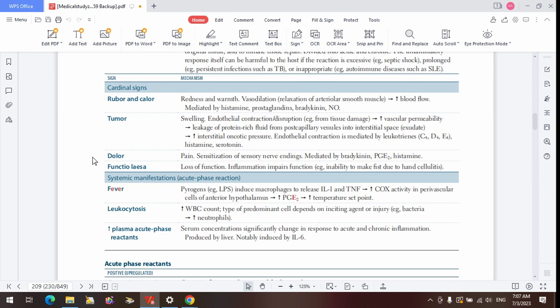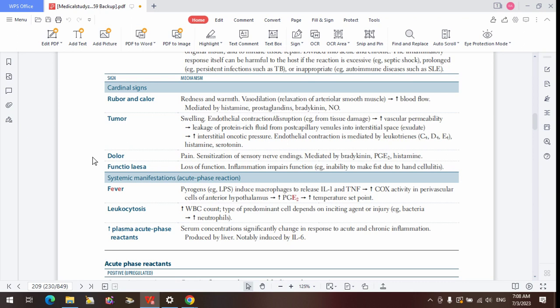Now, these changes are happening in the post-capillary venules, that is the venules, which I said is just after the capillary, not the arterioles. Vasodilation happens in the arterioles. The endothelial contraction affects the endothelial cells of the venules. So once they contract, the plasma that is very rich in protein can leave the blood vessel into the tissue. So when fluid leaks into the tissue, it's going to cause swelling of that tissue, causing tumor.